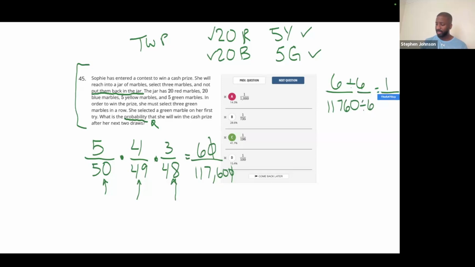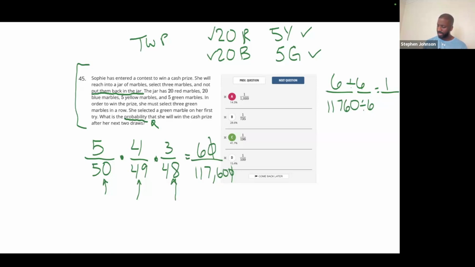And let's see in my calculator again. Open up my calculator. So let's divide that. So 11,760 divided by 6 is 19... Did I do the math wrong? 11,760, 117,000. Did I do the math wrong? 50. Let's do the math again.